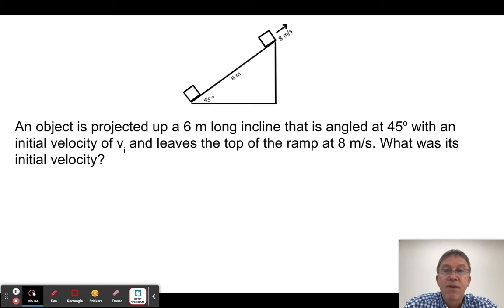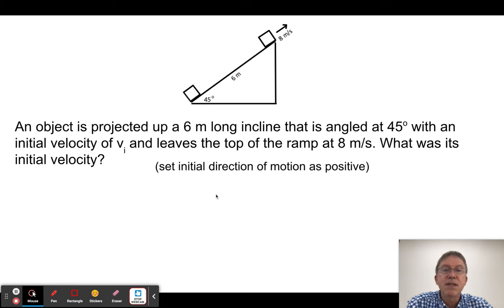All right, let's try another one of these. I have this object that's being projected up a ramp. This ramp is 6 meters long. It has an angle of 45 degrees with an initial velocity. I don't know what it is, but I know it leaves the top at 8 meters per second. So I want to know what is the initial velocity. In this case, I have a distance, I have an acceleration because I know there's gravity, and I have an initial velocity and a final velocity. I don't have any information about time.